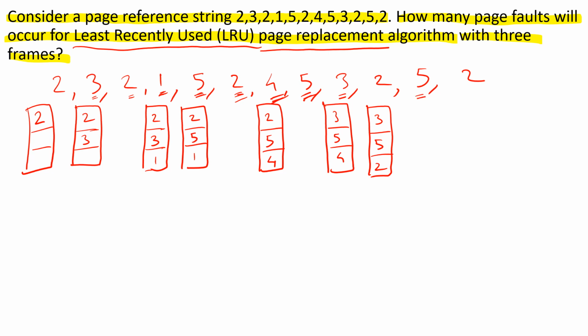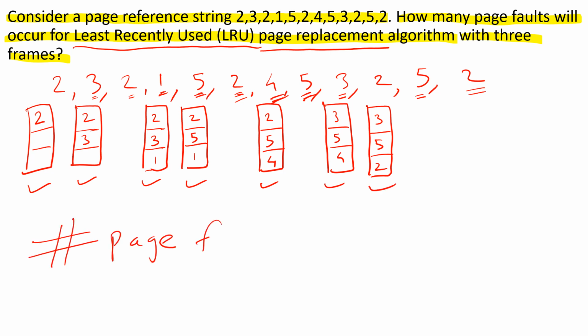Now we want page number 5 and 5 is already there. We want page number 2, it is already there, no page faults. So how many page faults did you get? 1 2 3 4 5 6 7. So the number of page faults with the LRU, least recently used algorithm, is 7.